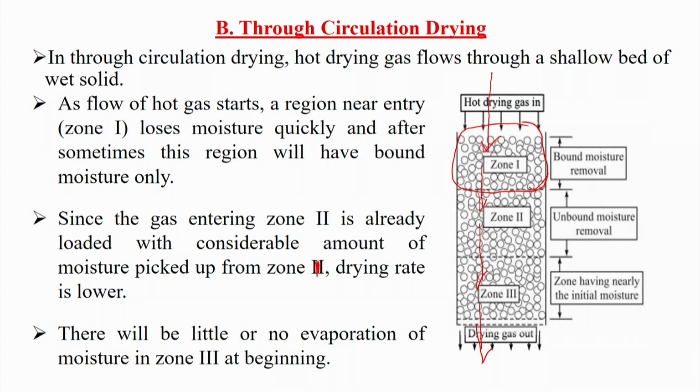So, from zone 1 the moist air enters into zone 2. There will be little or no evaporation of moisture in zone 3 at the beginning. In zone 3, the drying air is again more loaded with moisture, so the drying rate will be very low. This zone has nearly the initial moisture, so we assume that the drying is very slow, or there is no drying at all.